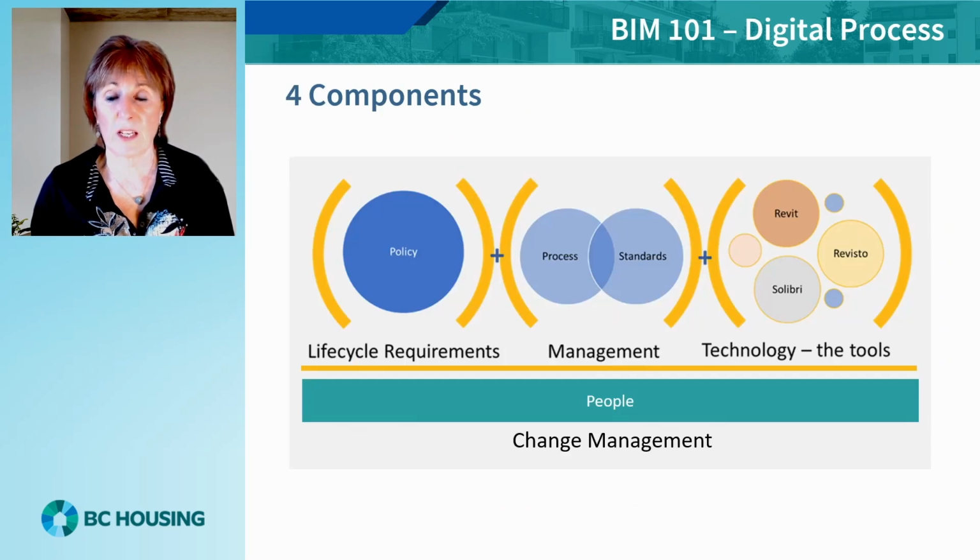The BIM process is comprised of 4 fundamental components. Policy. What are the specific requirements or proposed uses for the data and the specific data fields that are required by the owner and FM teams? Process and standards. Definition by the teams in the BIM execution plan, the BEP, of how they are going to achieve what has been asked for.